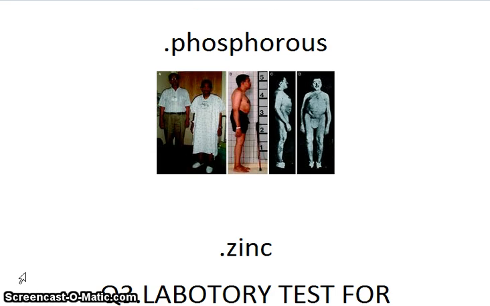And last is zinc. As we all know, zinc deficiency causes growth retardation, decrease in taste and smell, alopecia, dermatitis, diarrhea, immune dysfunction, failure to thrive, choroidal atrophy, and congenital malformation.